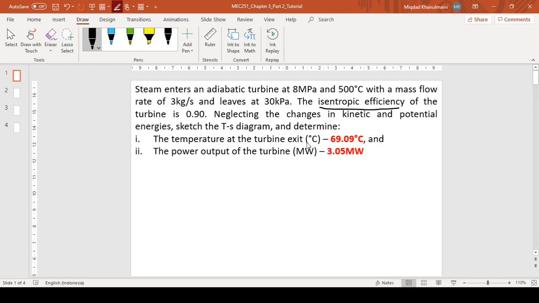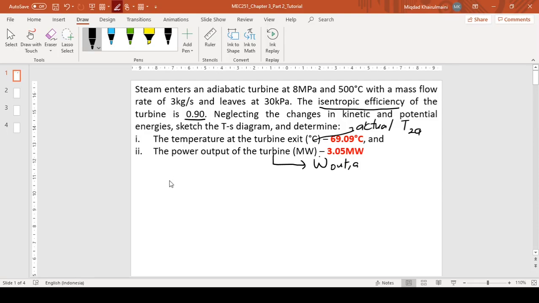all the items which are asked in the questions, for example the temperature here, this one has to be the actual temperature. The actual temperature means T2A at the exit, and also this one has to be the actual work output. Because why? Because we know the isentropic efficiency, that is 0.9 or 90%. So before we solve the question, let's list down the conditions first.